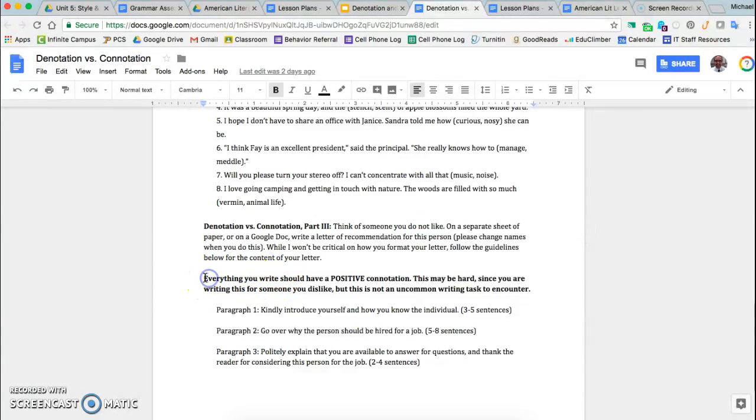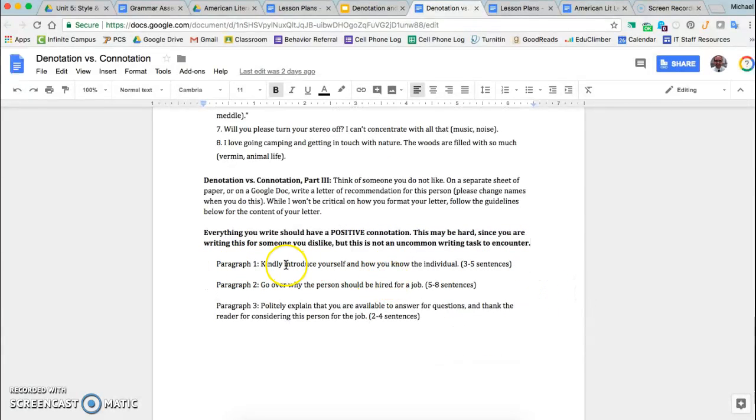So everything that you're writing needs to have a positive connotation. Everything needs to be good. You can't be critical of this person in the letter that you're writing. So this is going to be hard because you're writing it for somebody that you dislike. But like I said, this is actually a pretty common task to encounter.